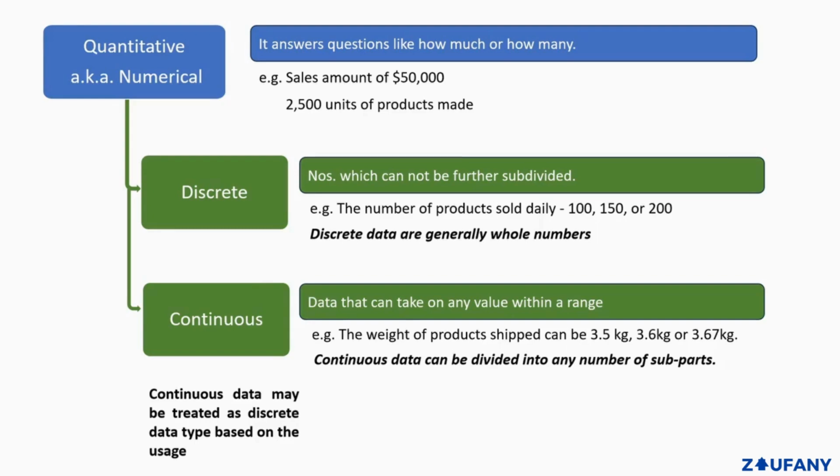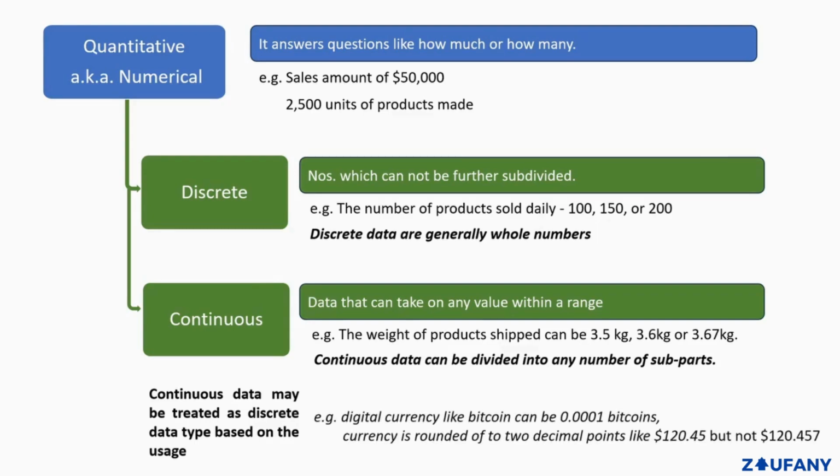For example, currency. For high precision calculations like Bitcoin, which is a digital currency, it is treated as continuous data like 0.001 Bitcoins. However, in most practical applications, currency is rounded off to two decimal points. Like a product value may be $120.45, but cannot be $120.0457. There is more to quantitative data beyond the division of continuous and discrete data types.